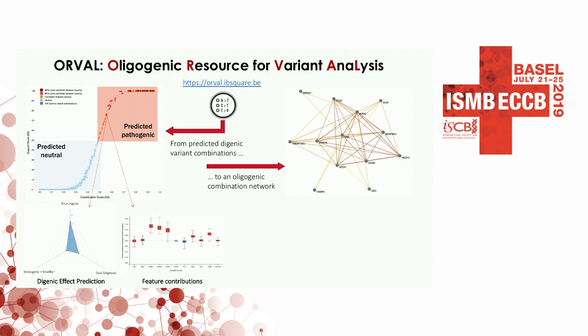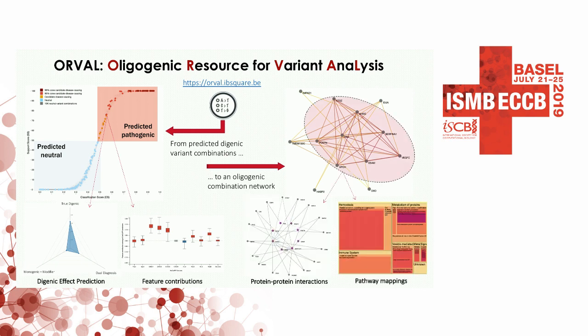From the predicted digenic variant combinations, ORVAL will build a gene pathogenicity network of the patient, which the user can interact with to select some relevant signatures and then explore them in the biological context, by showing, for example, protein-protein interaction or pathway information.